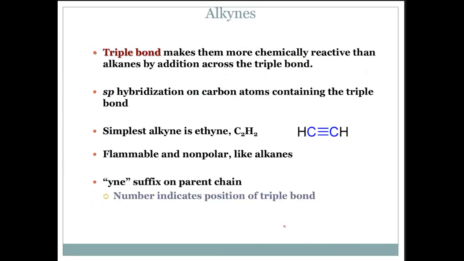Alkynes are triple bonds. The triple bond makes them more chemically reactive than alkanes by addition across the triple bond. It's sp hybridization on the carbon atom containing the triple bond. The simplest form is ethyne, C2H2. It's also flammable and nonpolar, just like alkanes and alkenes. This time it ends in yne as a suffix for the parent chain. The number indicates the position of the triple bond.